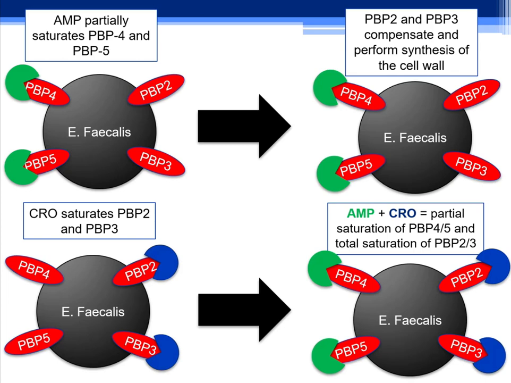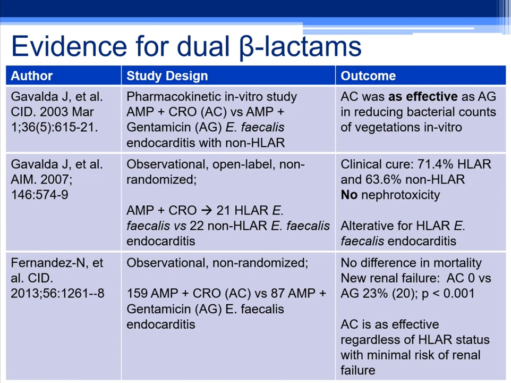So how do we know this works? It all stems from retrospective studies. The first one was an in vitro study that compared ampicillin plus ceftriaxone with ampicillin plus gentamicin. It looked at reduction of bacterial counts of vegetations in vitro, and it showed that ampicillin plus ceftriaxone was as effective as ampicillin plus an aminoglycoside.